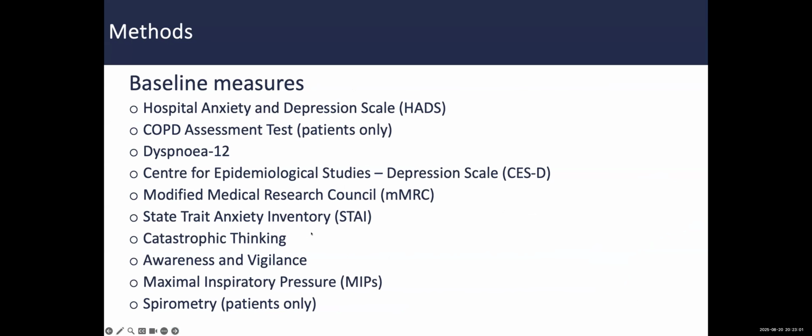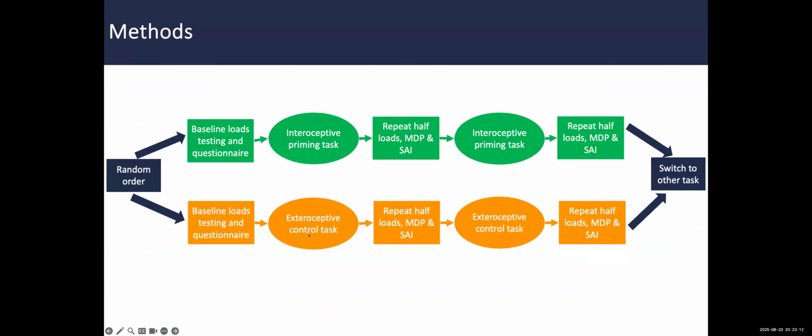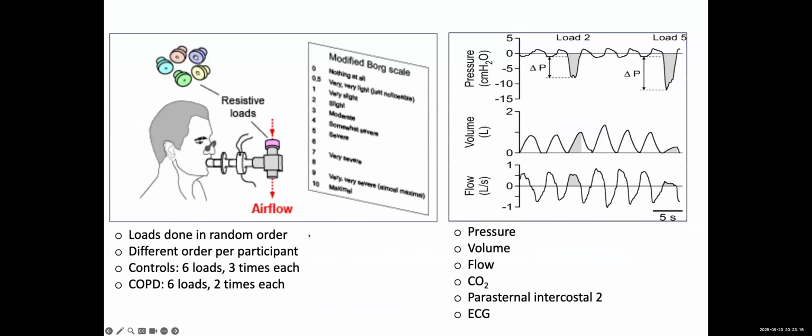So we start with quite the battery of baseline measures, including questionnaires assessing breathlessness, depression, anxiety, as well as some pulmonary function testing. Then we move into baseline loads testing and questionnaires.